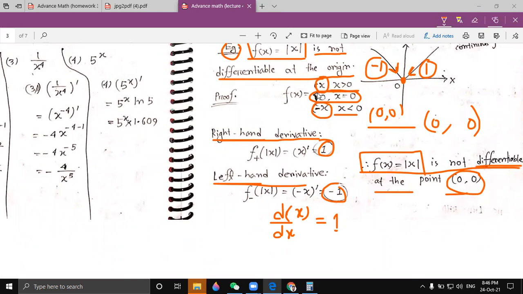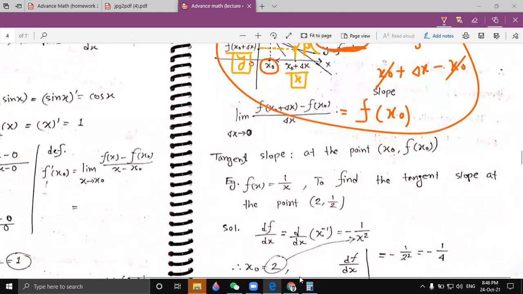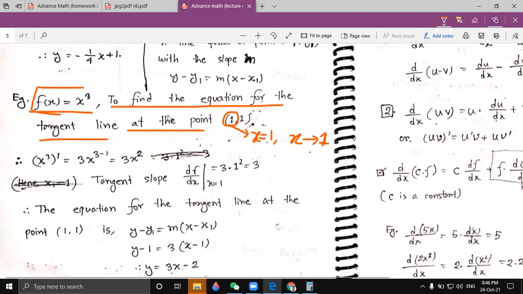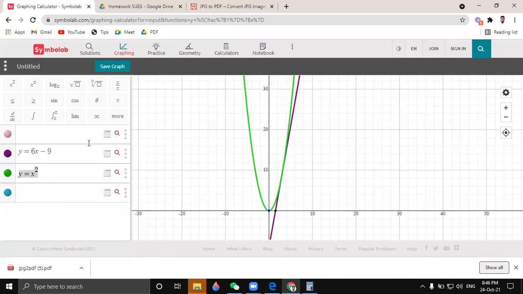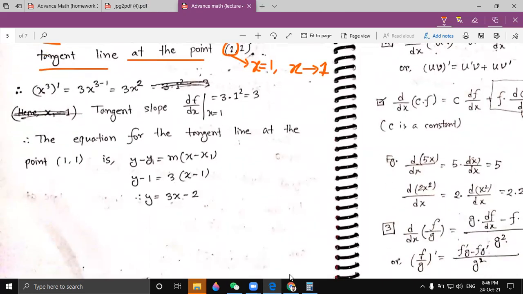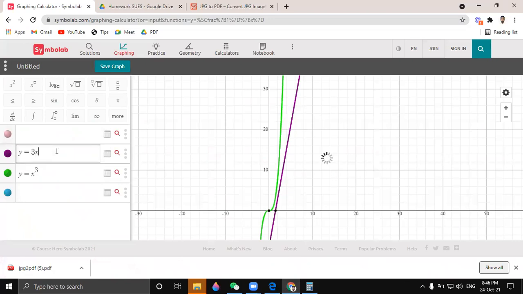In the previous example here x is equal to 0, right? So here our x is equal to 1. We can also say x equal to 1, or x approaches 1, okay? So now let's graph this. f of x equal to y equal to x cube, and the tangent line y is equal to 3x minus 2.